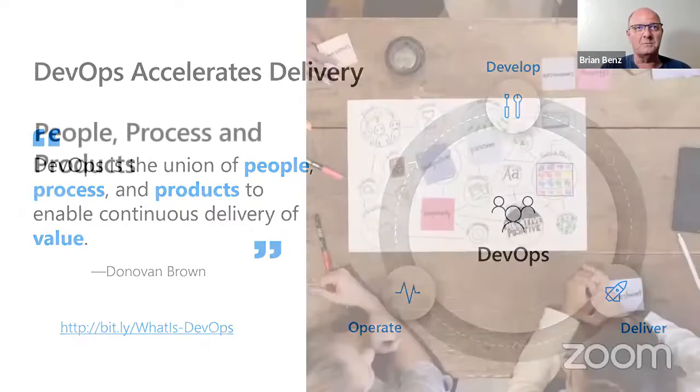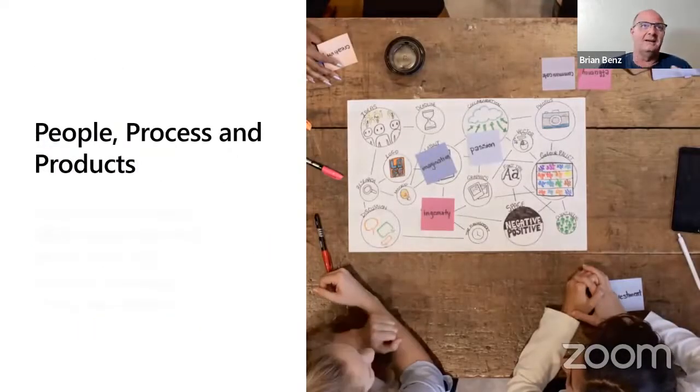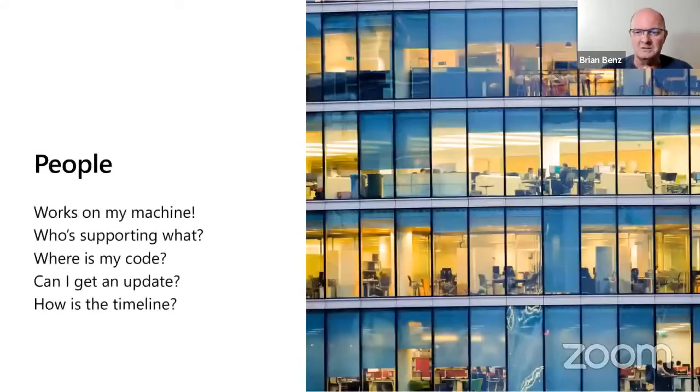So let's start with the first part of people, process, and products, which is people. Here's some of the questions you always get asked in every project you've ever worked on. I guarantee it. I'm sure everyone is familiar with these questions. Works on my machine. It works on my machine. I don't know why it's not working in production or in test or whatever. This is not my problem. It's working. Look, I can show you a proof of concept right here on my laptop.